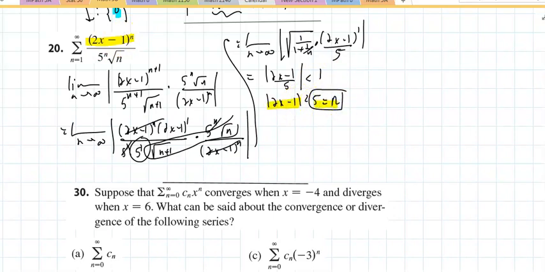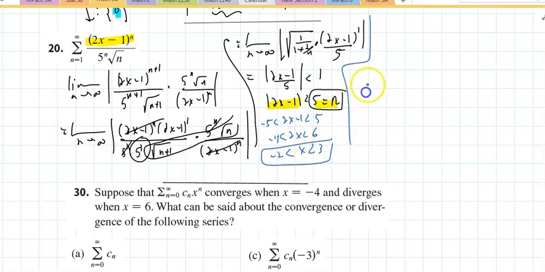Once I get this, that's my r. And the interval of convergence, well, if I take 2x minus 1 to be between 5 and negative 5, add 1 to both sides, x is between 3 and negative 2. I need now to test x equal negative 2.